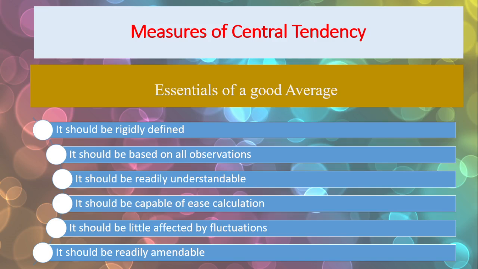It should be based on all observations. Here, we cannot exclude any given observations. It should be readily understandable, that is, self-explanatory. If we see the things, it should be understandable. It should be capable of ease of calculation.